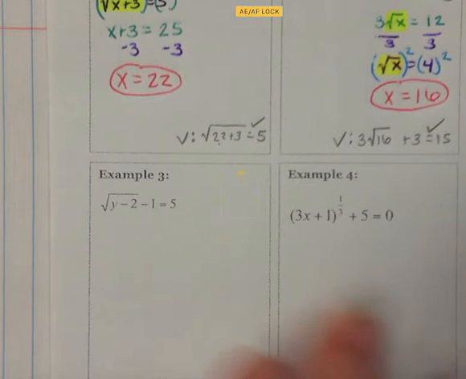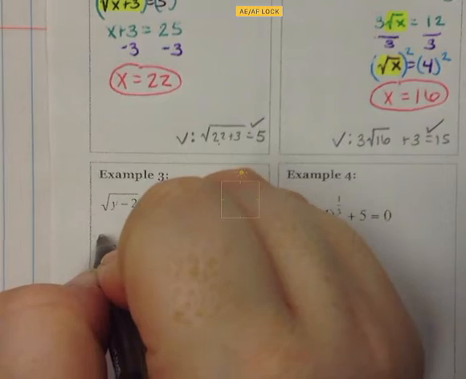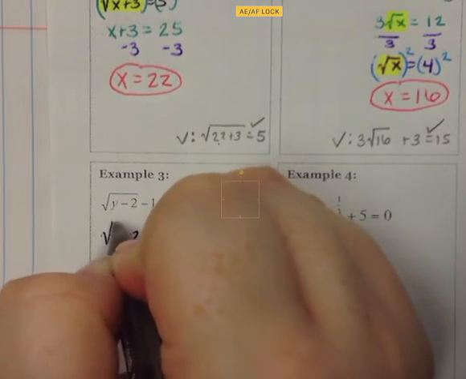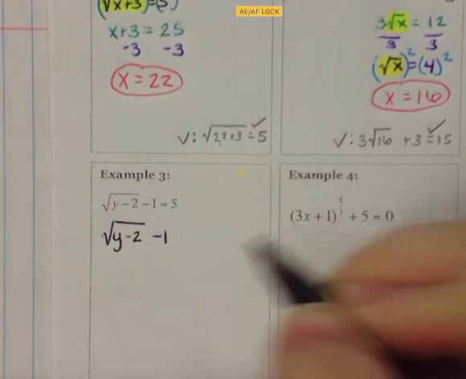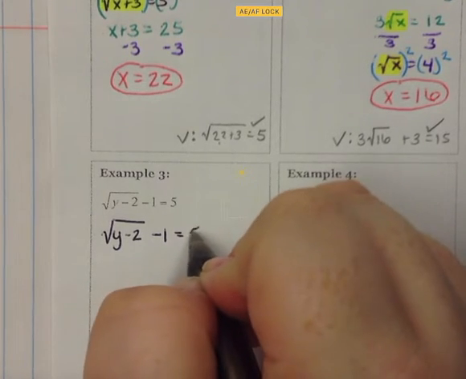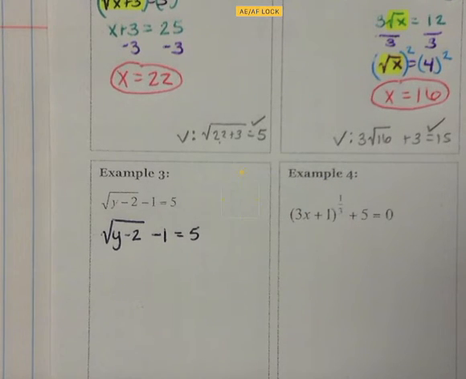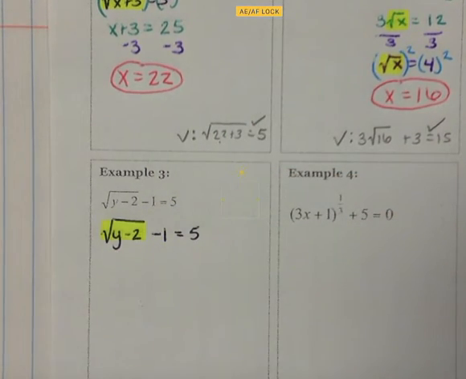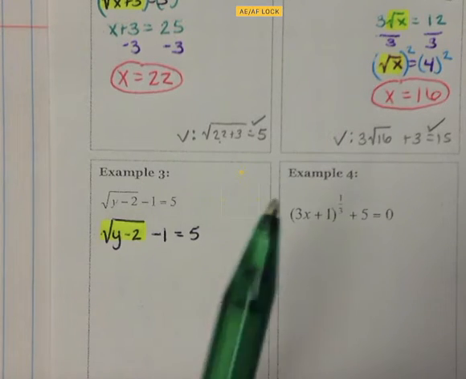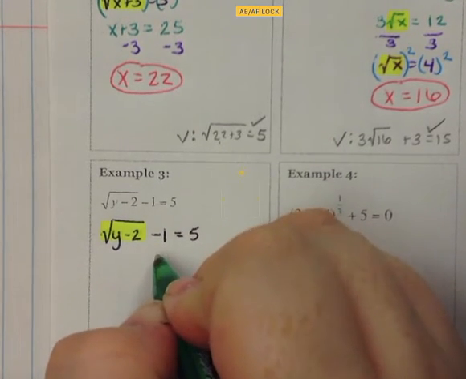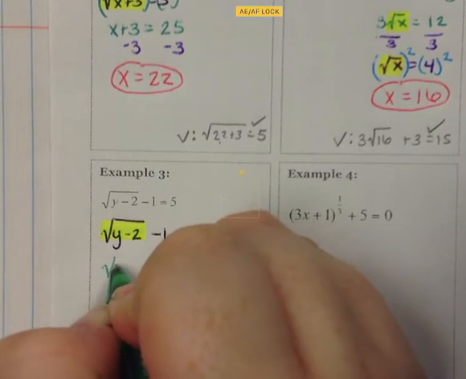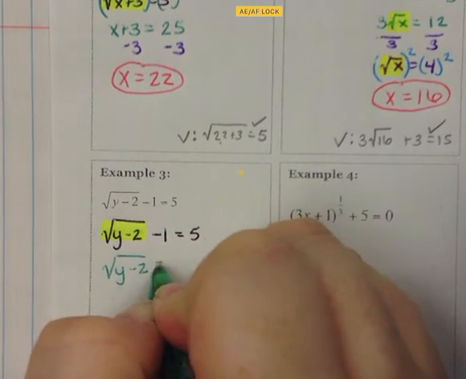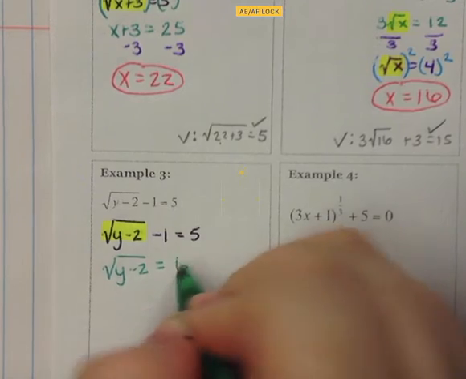Right, example 3. Again, I'm going to write my original problem again. The square root of y minus 2, and then minus 1 is outside the radical, equals 5. I need to isolate my radical, so I'm going to highlight my radical and everything inside of it and get everything away from that. So the first step, SADMAP, so add and subtract, I'm going to add 1 to both sides. So I'm going to have the square root of y minus 2 equals, add 1 becomes 6.